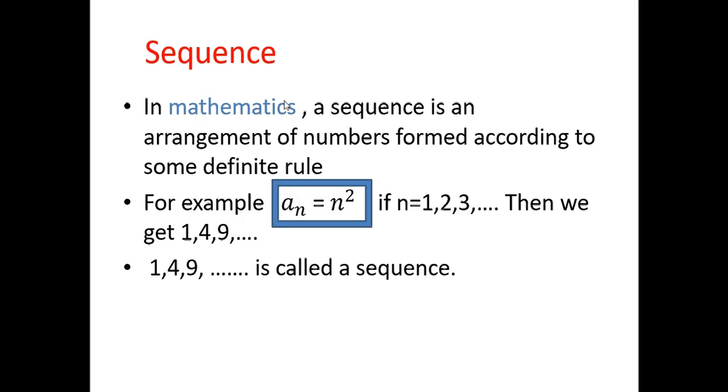Now to define arithmetic sequence, first we have to define sequence. In mathematics, a sequence is an arrangement of numbers formed according to some definite rule. For example, an equal to n square. If we put n equal to 1, 2, 3 and so on, then we get 1, 4, 9 and so on. Because if n equal to 1, then we get 1. If n equal to 2, then we get 4. If n equal to 3, then we get 9. Now 1, 4, 9 and so on is called a sequence.